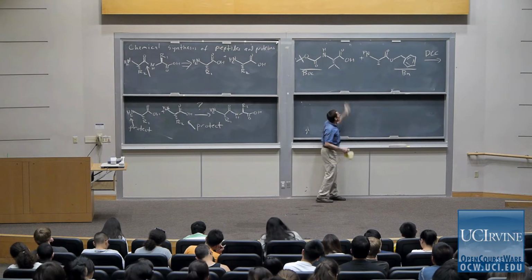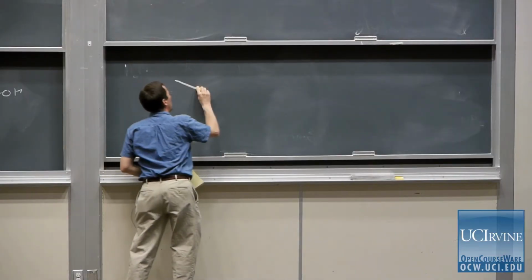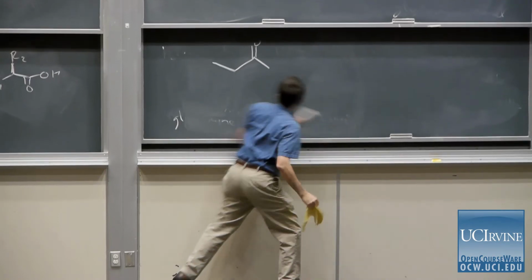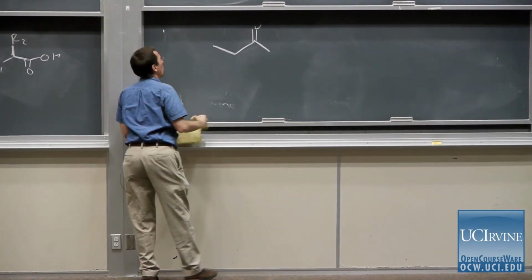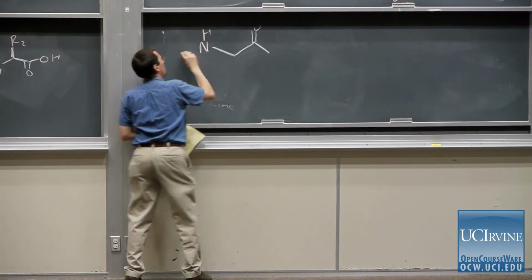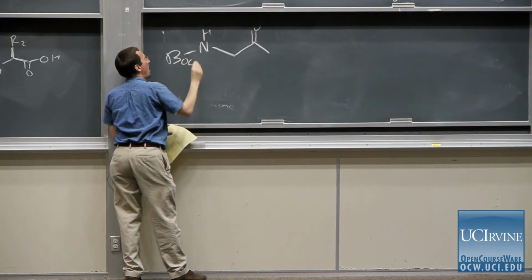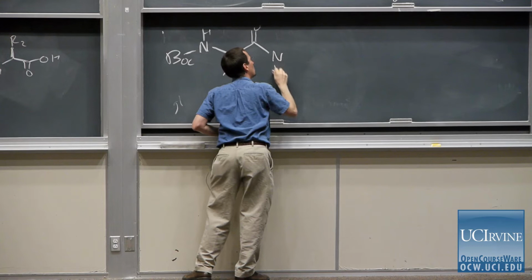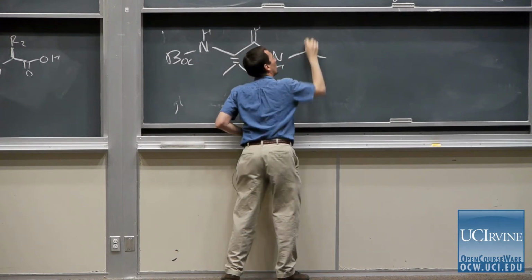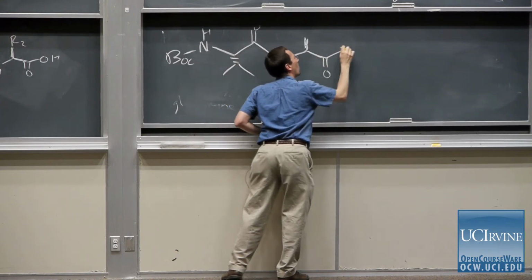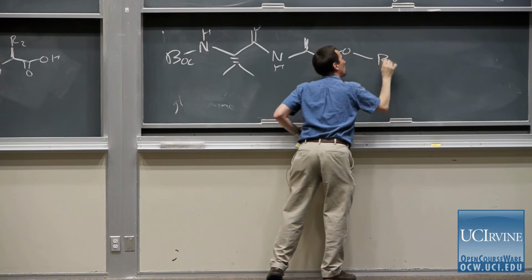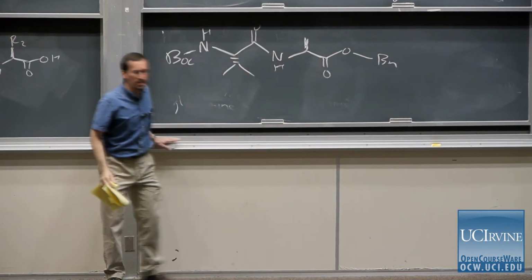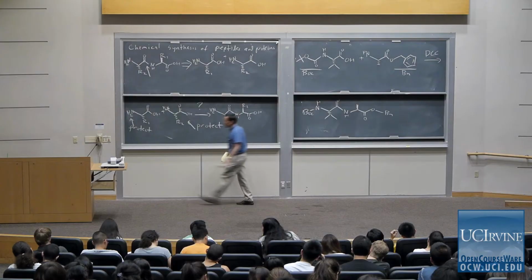So the overall product of this reaction, and I will now start to use shorthand for these very big molecules, is the Boc-amino valine on the N-terminus, O-benzyl ester on the C-terminus. And I haven't drawn the byproduct of DCC.